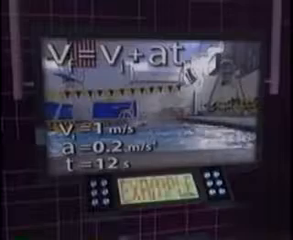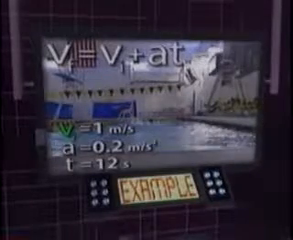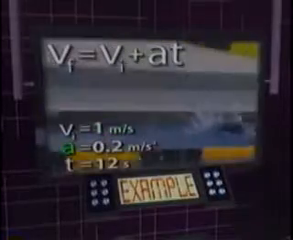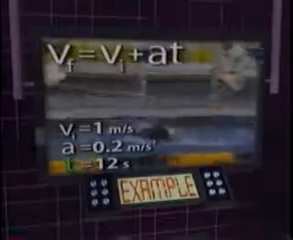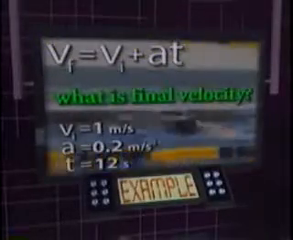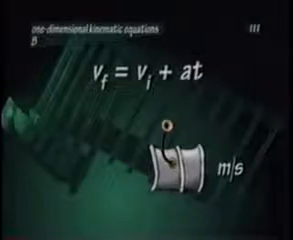Now let's look at this equation in action. Say Not Quite Bright swims with an initial velocity of 1 meter per second, has an acceleration of 0.2 of a meter per second squared, and does all of this for 12 seconds. What is his final velocity? Well, let's see what we've got here. We have v initial, acceleration, and the time. Just plug those numbers into the equation and crank out an answer.